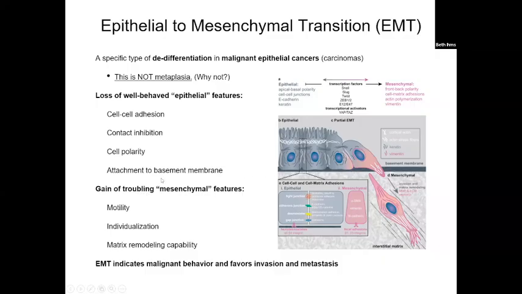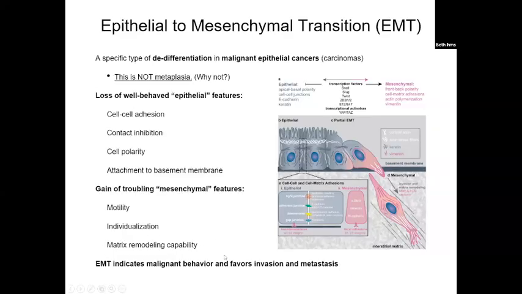So if you think of the prototypical mesenchymal cell as a fibroblast, this is a cell that is motile. It can crawl through tissue to get to where it needs to be. It can individualize, so it doesn't need other fibroblasts in a group. It has no problem just going off on its own.